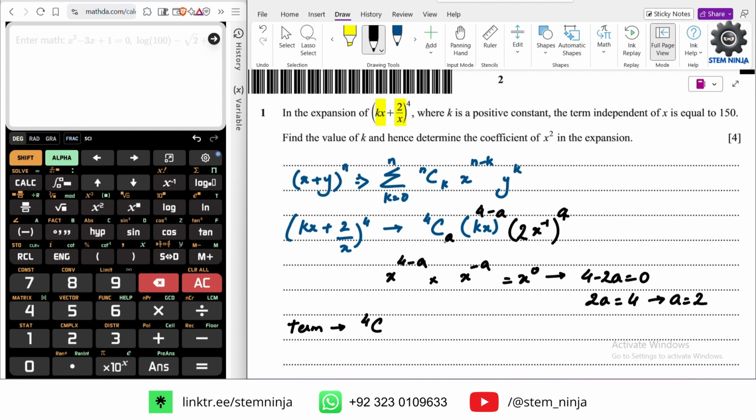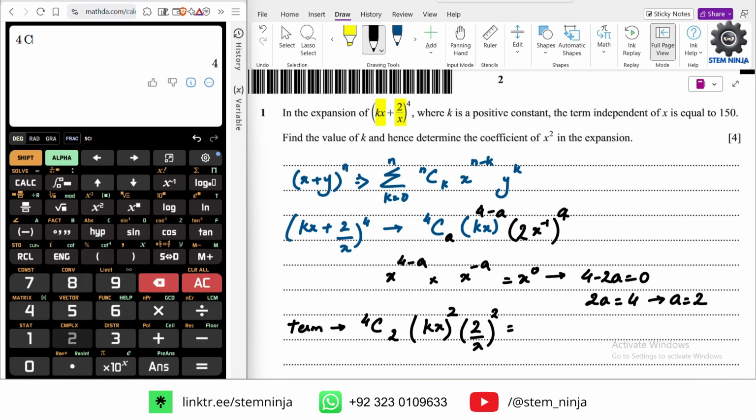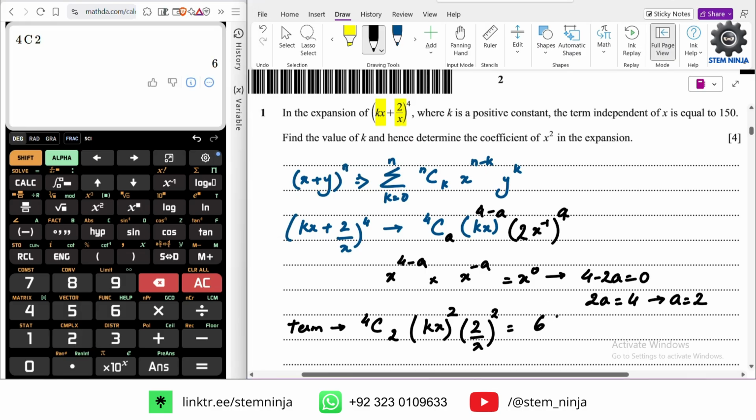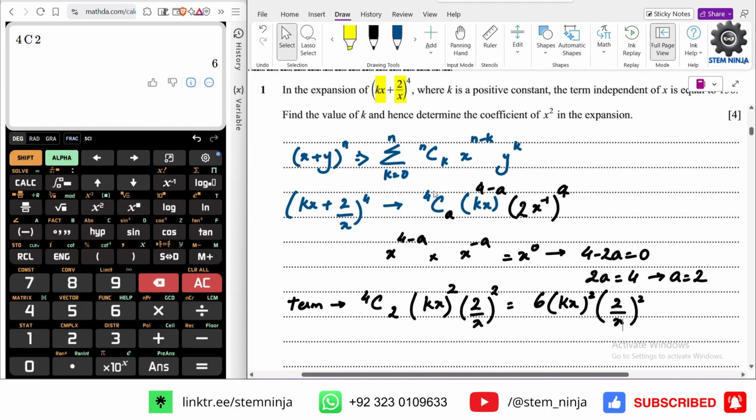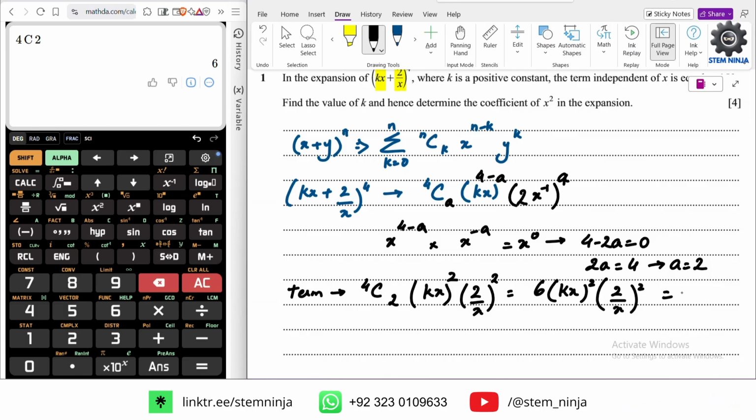So the corresponding term would be 4C2, kx to the power 4 minus 2, which is just 2, and 2 over x squared. We need to write the coefficient properly also. That is 6, so 6 (kx) squared times (2 over x) squared. Okay, this is equal to 150.